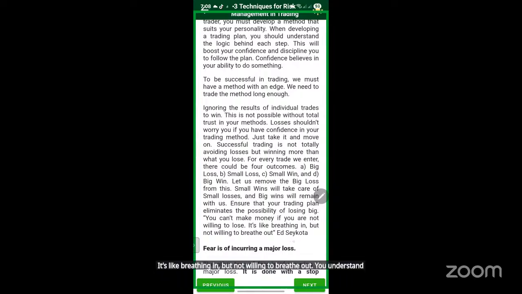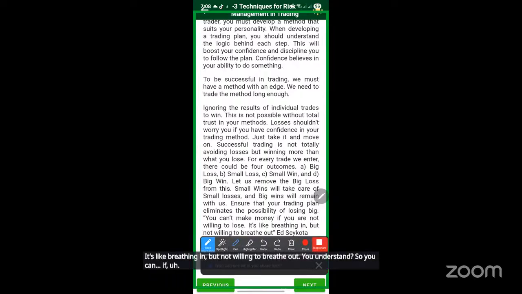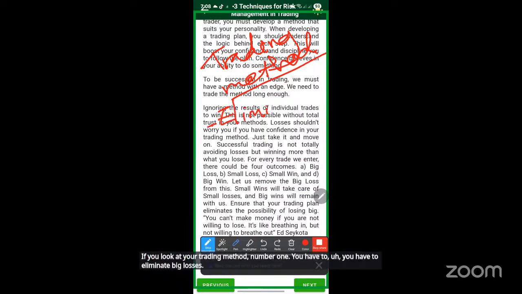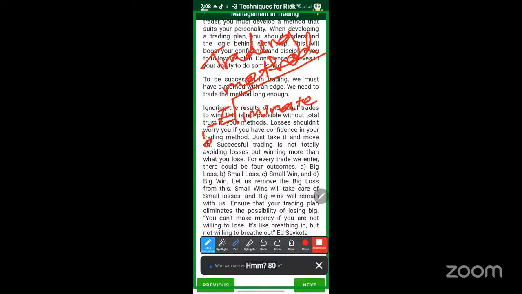You understand? If you are looking at your trading method, number one, you have to eliminate big losses. If you are to eliminate big losses, make sure that you remove big losses from your account.